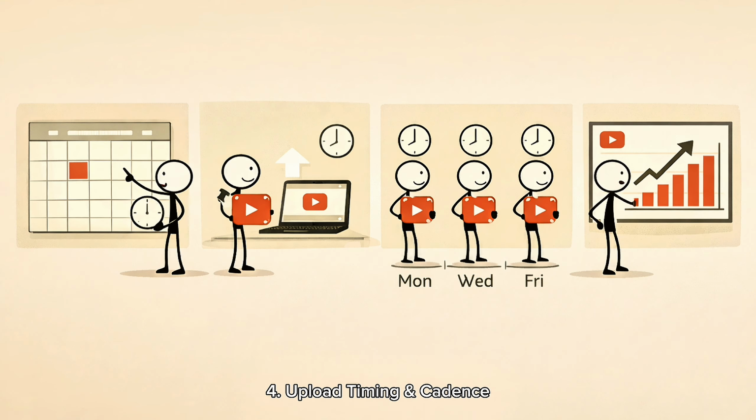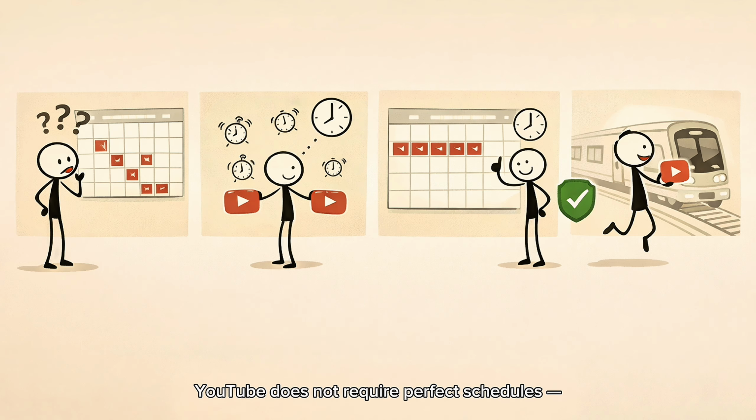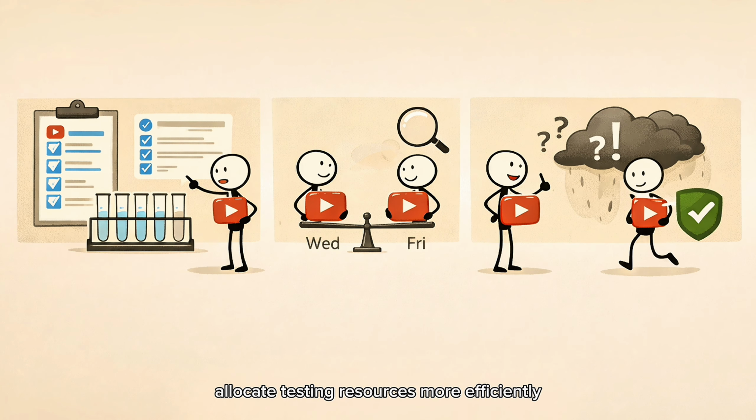Four: upload timing and cadence. Exact timing is less important than consistency. YouTube does not require perfect schedules. It requires reliable ones. When uploads arrive at predictable intervals, YouTube can allocate testing resources more efficiently, compare performance accurately, and reduce uncertainty. Irregular uploads reset learning cycles.